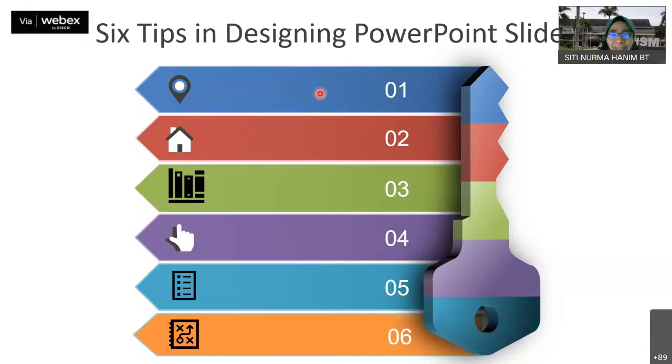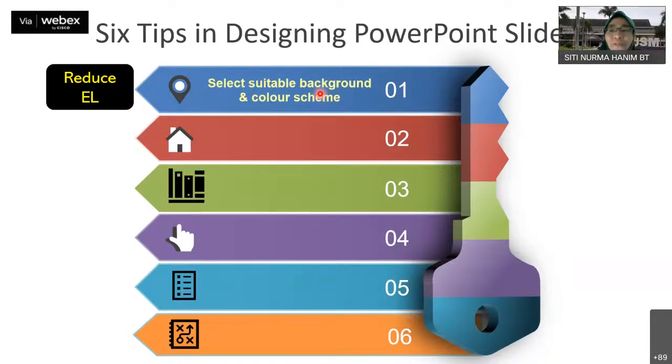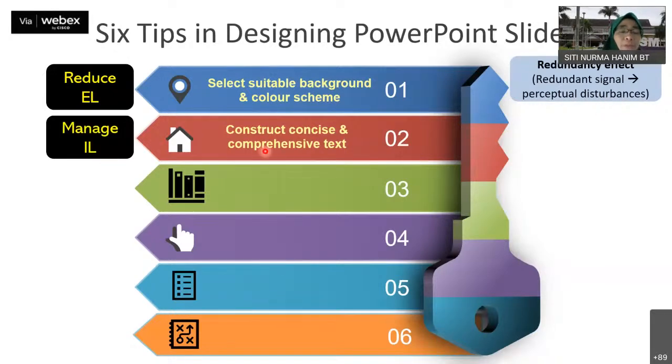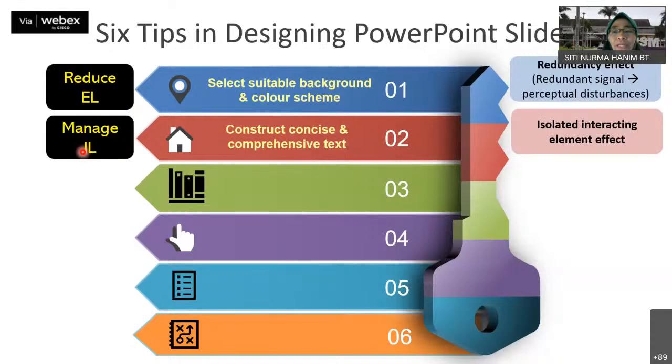The first one is to select a suitable background and color scheme. Why? Because this will reduce the extraneous load, and the effect we are addressing is the redundancy effect. The redundant signal will cause perceptual disturbances. Number 2, you need to construct concise and comprehensive text. Why? Because this will manage the intrinsic load and the cognitive load effect, the isolated interacting element effect, the one that I have shown earlier.